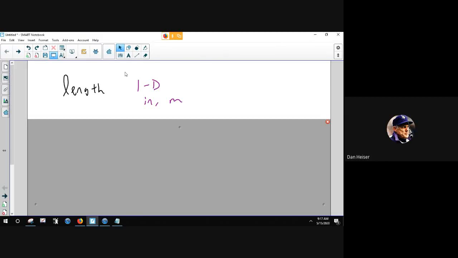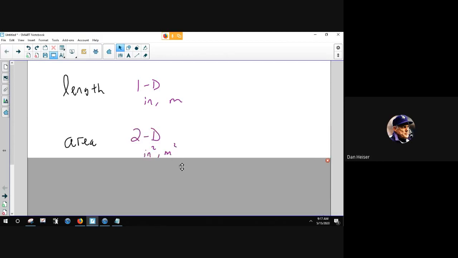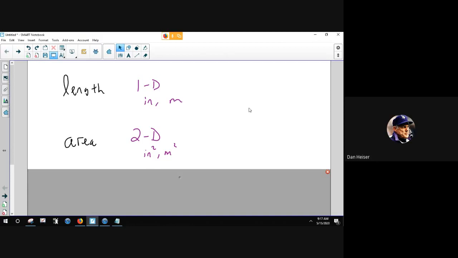We know that length is a one-dimensional measurement. For example, inches, meters, etc. We've spent some time looking at area. Area is a two-dimensional measurement. Even on a solid, area is still two-dimensional because it is a square unit. Inches squared, square meters, square yards, etc.